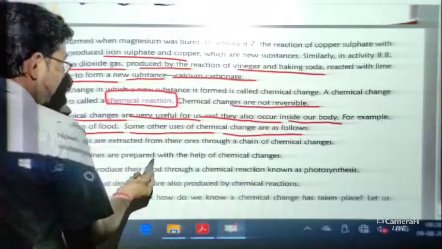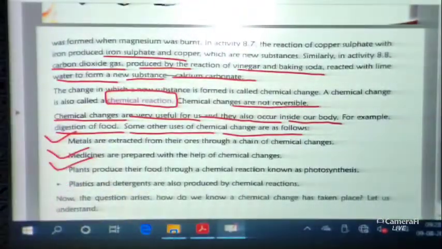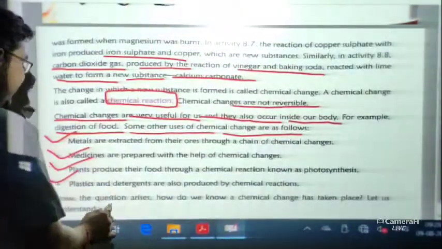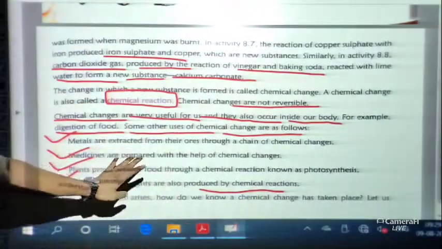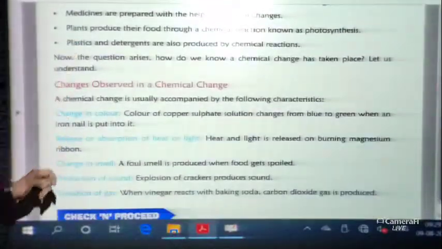Medicines are prepared with the help of chemical changes. Plants produce their food through a chemical reaction known as photosynthesis. You might have learned in your biology part that through photosynthesis plants can prepare their food. Plastics and detergents are also produced by chemical reactions. So these are the uses of chemical reactions, and these are the answers to why chemical reactions are so important in our daily life.